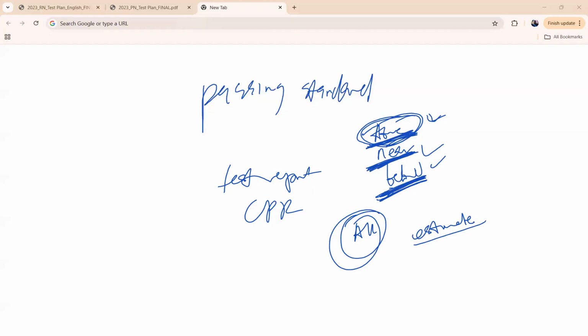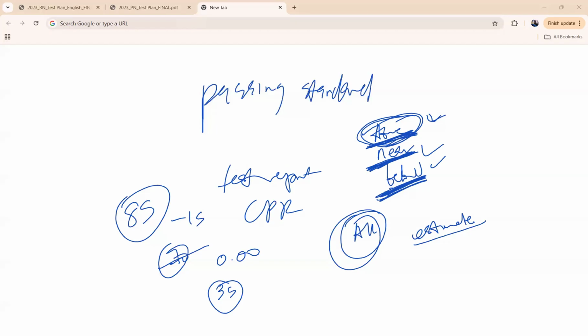Now, take for instance, you attempt 85 questions, right? 15 questions are unscored, so you have 70 questions. Now, to be above the passing standard for registered nurse, remember it's 0.00. So that is the average of this, that's half. So that would be any question you answer correctly above 35. So if you have 36 over 70, you are above the passing standard by what? 1 point.